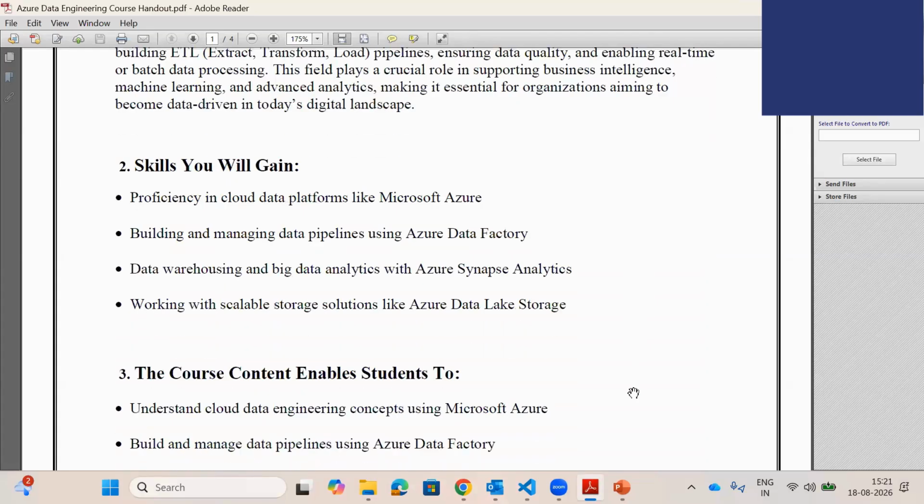Now, what skills are you going to gain over here? Proficiency in the cloud data platform, that is Microsoft Azure. The platform is going to be Azure, and later we are going to move to the services. So you will not only understand the data platform, but overall Azure also you will have the understanding over here. Now, again, building and managing data pipelines using Data Factory. As I told you, Azure Data Factory is one of the services which is going to be used for ETL.